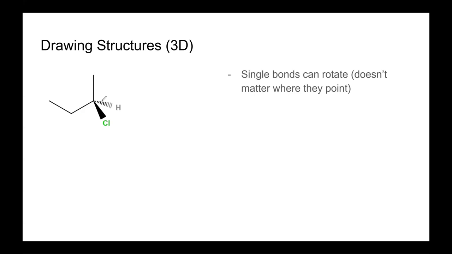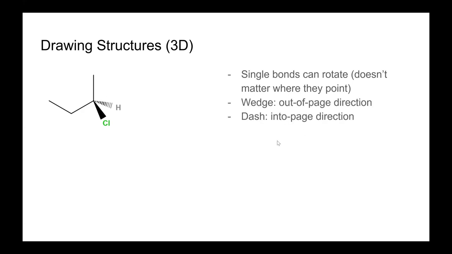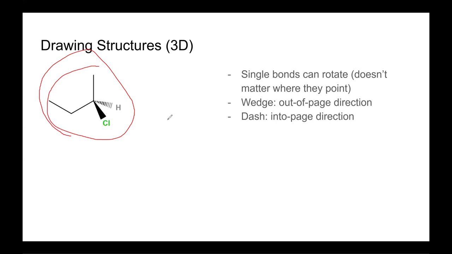And the wedge represents the out of page direction, while the dash represents the into the page direction. So the 3D orientation or the 3D structure of this molecule is really fixed. So when you draw this, it can only mean one thing. That's really specific.